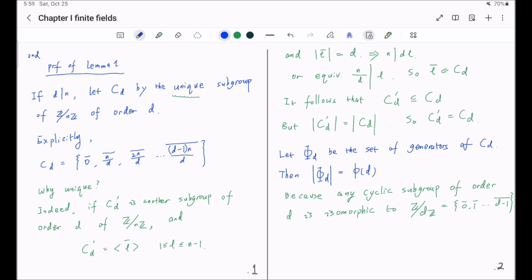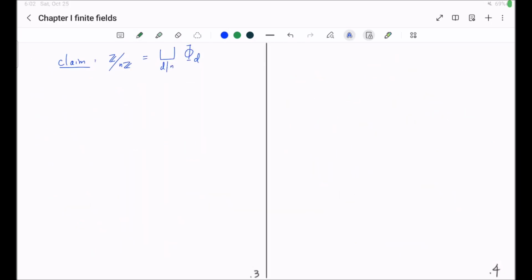And now we make a claim. We claim that Z mod nZ can be written as a disjoint union of phi sub d. And now let us check this claim. To check this claim, we first show that any two members here are disjoint.